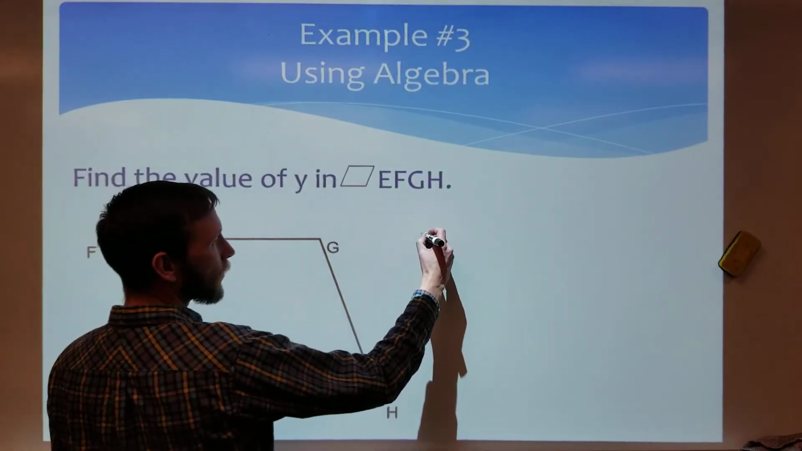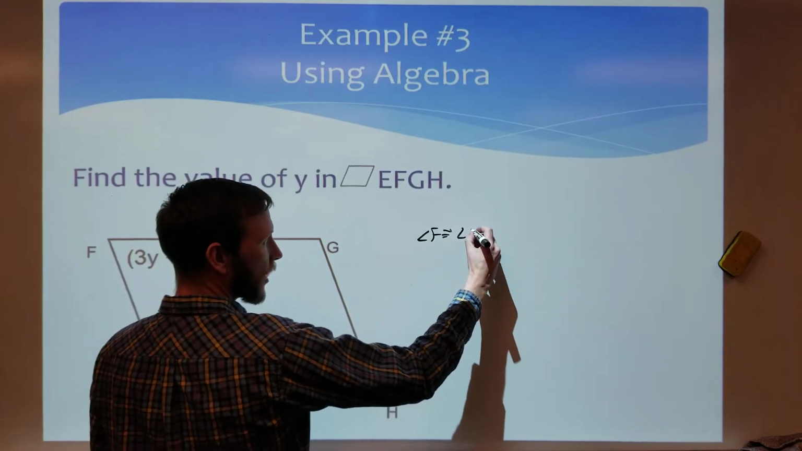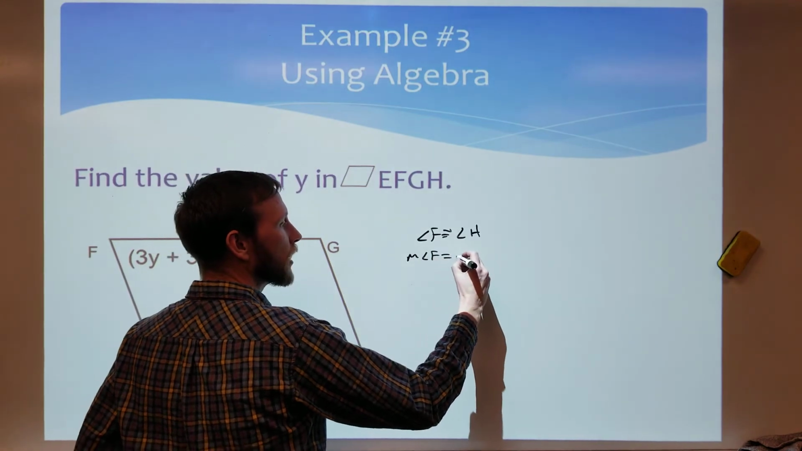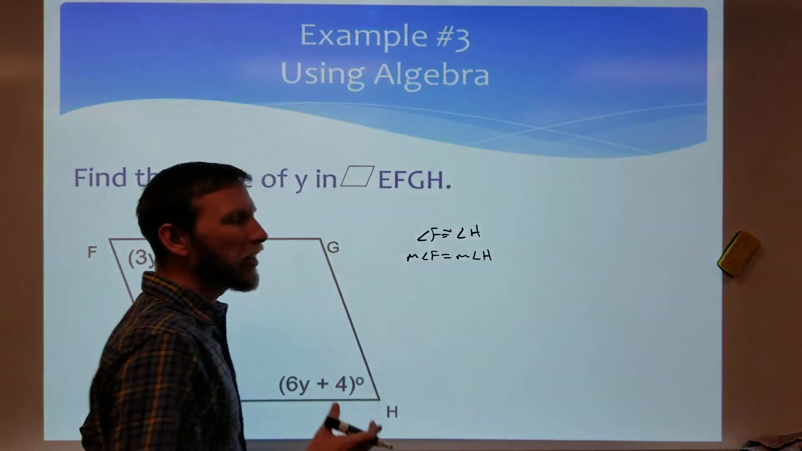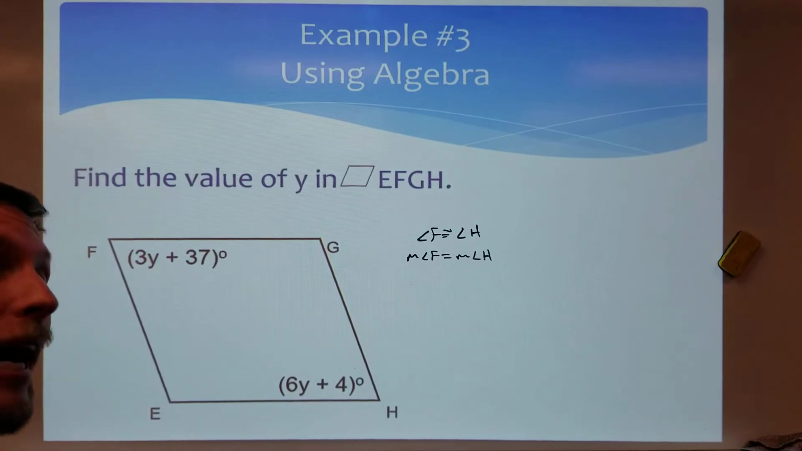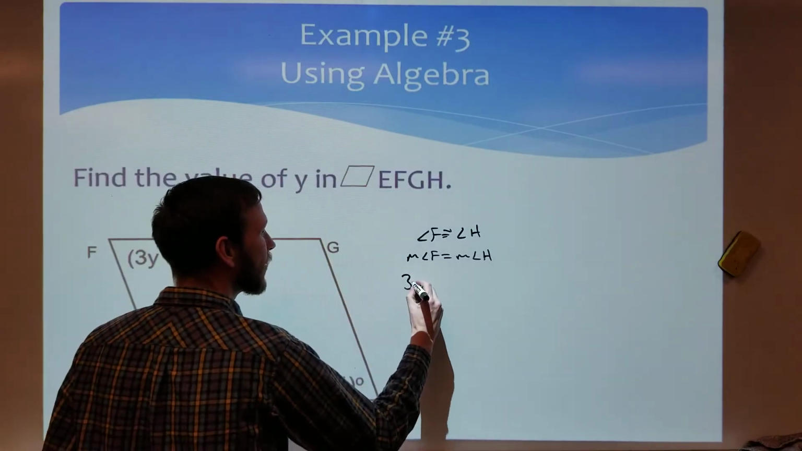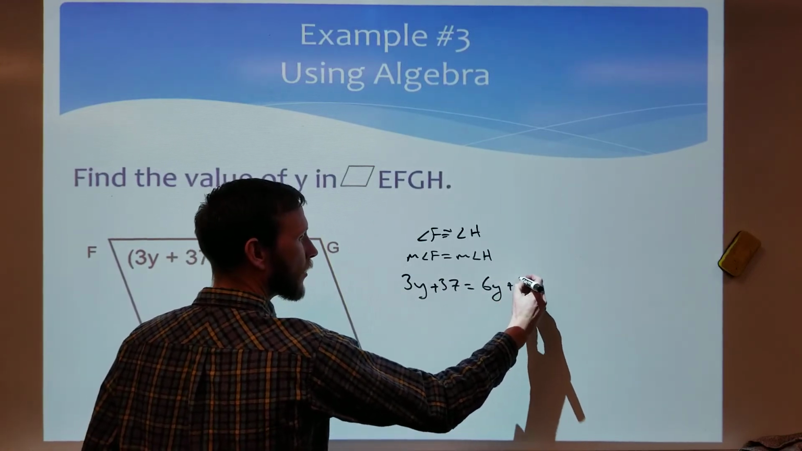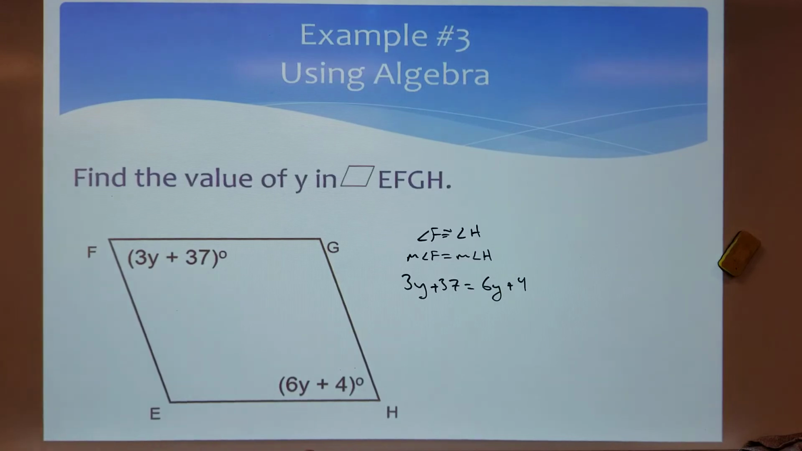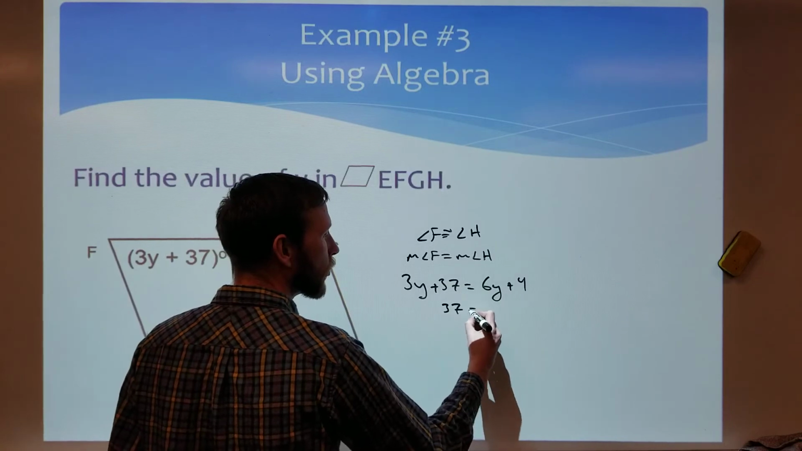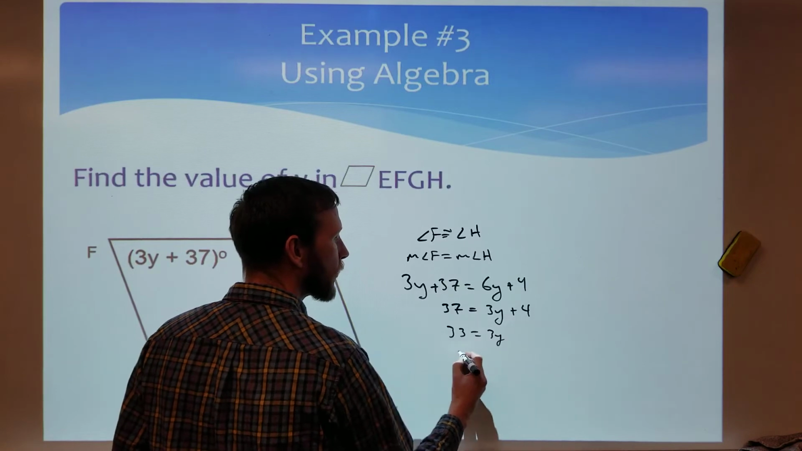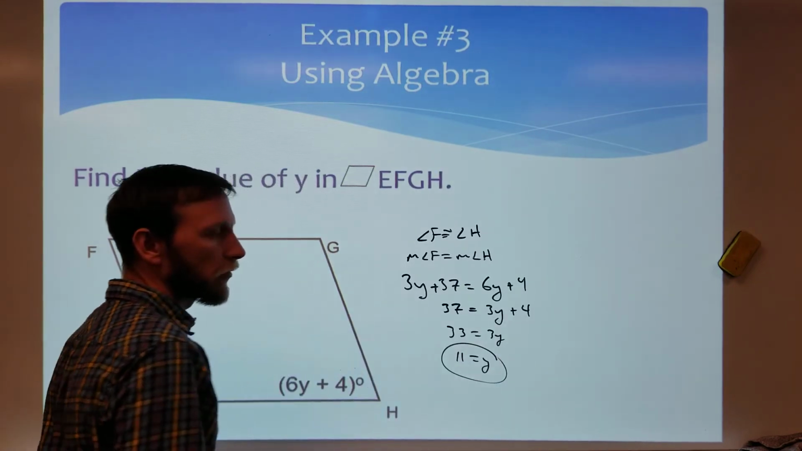We're going to recognize that angle F is congruent to angle H by Theorem 6.2. That means that their measures are equal by the definition of congruent. We're not actually going to write those first 2 steps, but that is the logic that lets us create this equation: 3y + 37 is equal to 6y + 4. All right? Once we have our actual equation created, the math is not too terribly difficult. We'll subtract 3y on both sides. We will subtract 4 on both sides. We will divide by 3 on both sides to solve for the value of y.